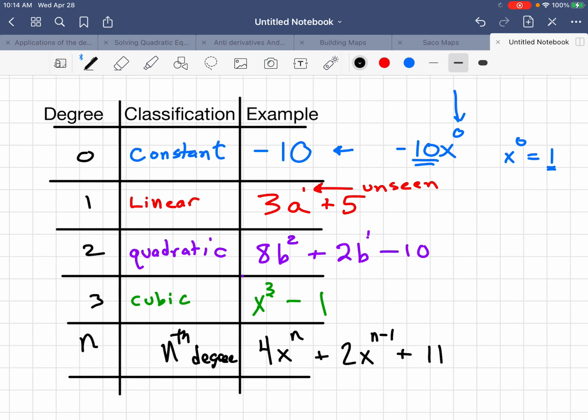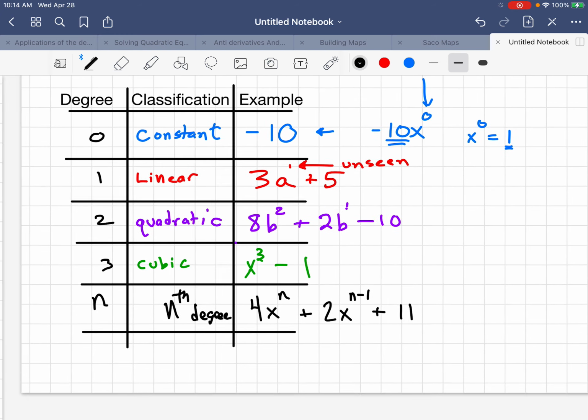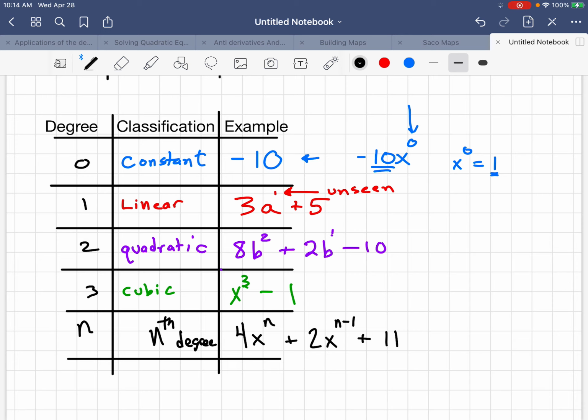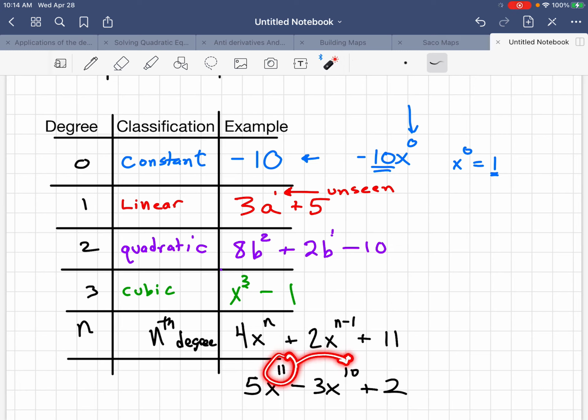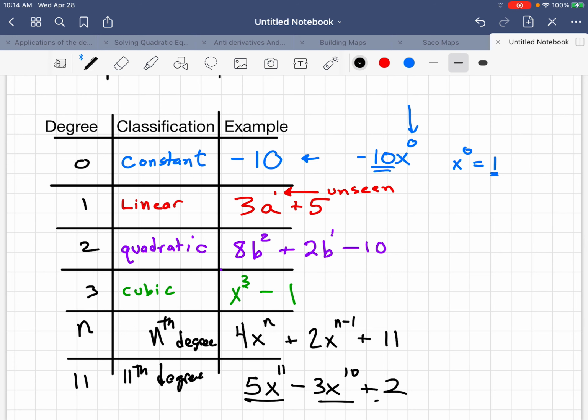And all we would say for that is it's the nth degree polynomial. Now that sounds weird until you throw a number in there. So let's say we had 5x to the 11th minus 3x to the 10th plus 2. Notice that here's my highest number. This one is 1 lower, just like this and this. So my degree here is 11. So this would be an 11th degree polynomial. In fact, it's a 1, 2, 3, 11th degree trinomial.